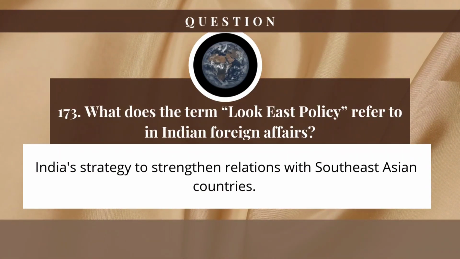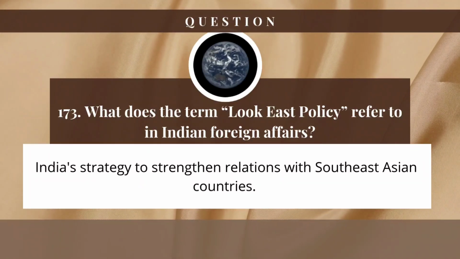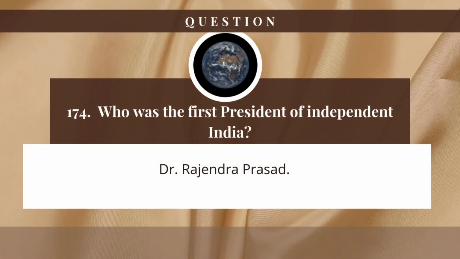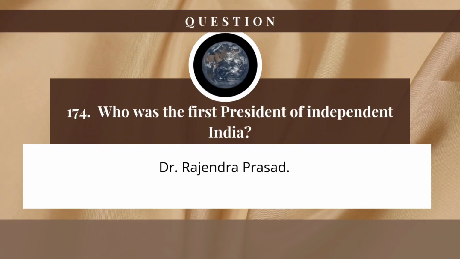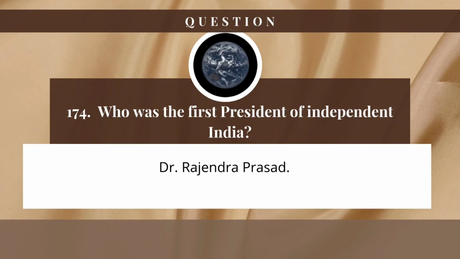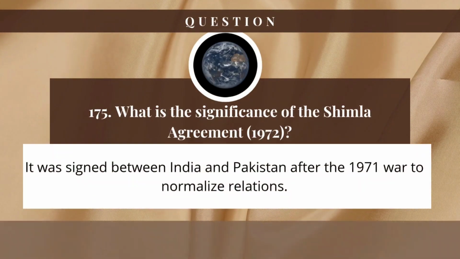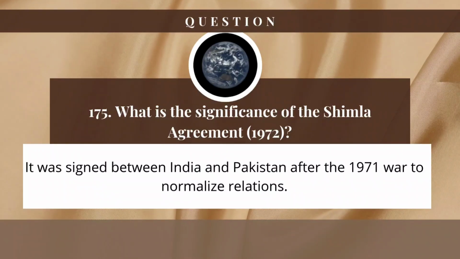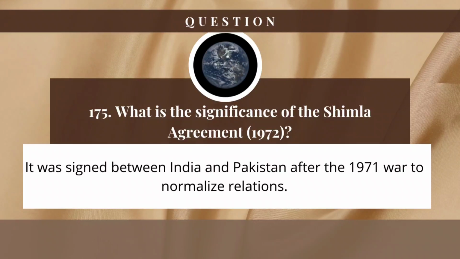173. What does the term "Look East" policy refer to in Indian foreign affairs? Answer. India's strategy to strengthen relations with Southeast Asian countries. 174. Who was the first president of independent India? Answer. Dr. Rajendra Prasad. 175. What is the significance of the Shimla Agreement, 1972? Answer. It was signed between India and Pakistan after the 1971 war to normalize relations.